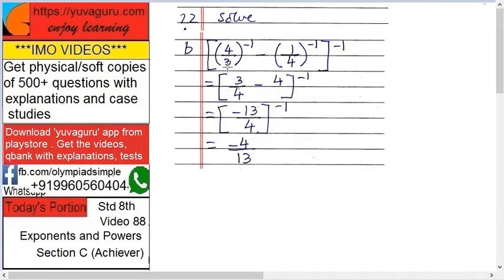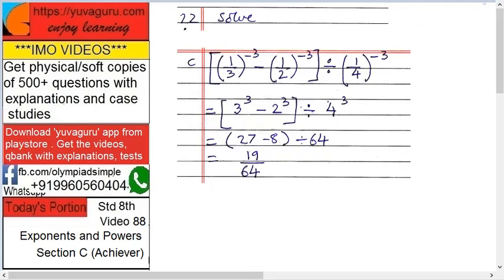Next, (4 upon 3 raised to minus 1 minus 1 upon 4 raised to minus 1) the whole raised to minus 1. So reverse this: 3 upon 4 raised to 1 means only 3 upon 4, minus 1 upon 4 will become 4 raised to 1, and the whole raised to minus 1. Just solve this. 4 sixteens, 3 minus 16 is minus 13 by 4, the whole raised to minus 1. Reverse this, so it becomes 4 upon 13, and the minus sign as it is.